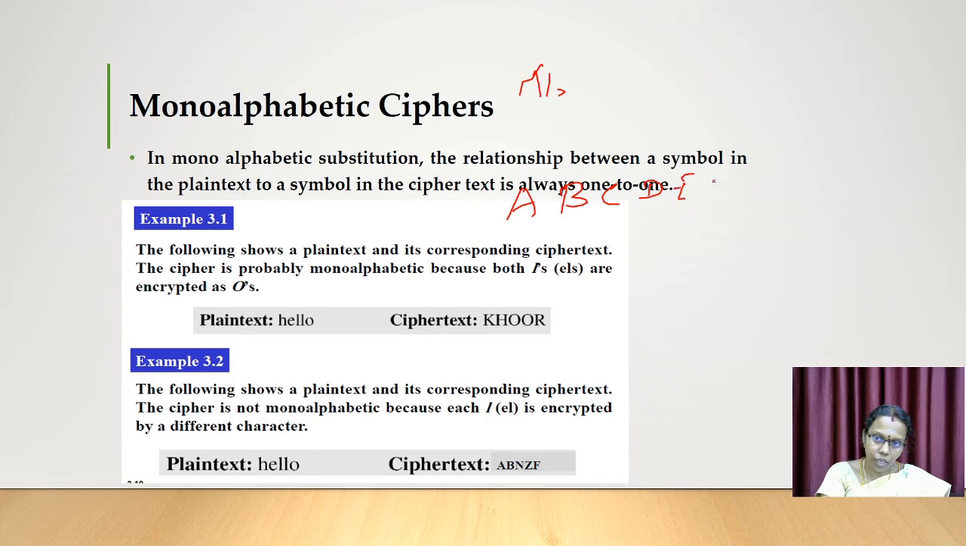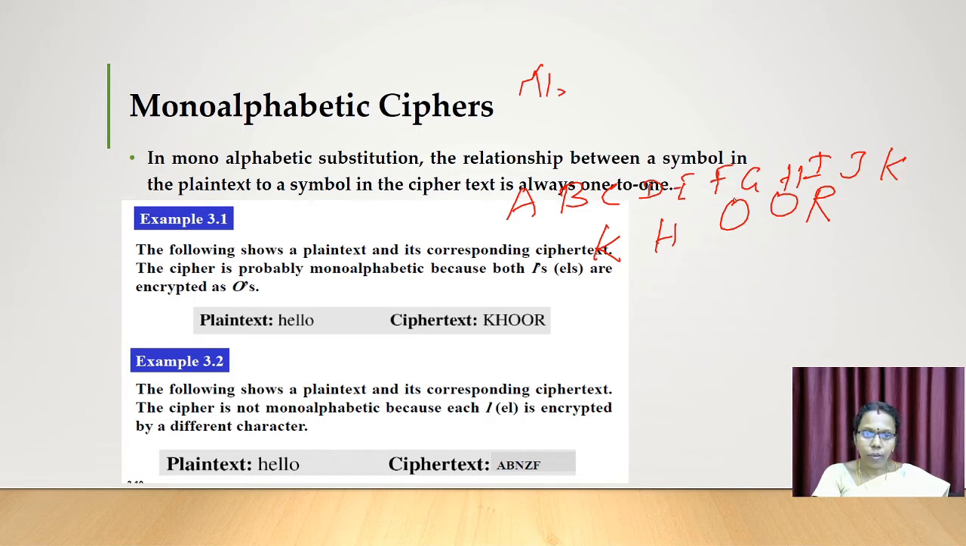Taking the letters A, B, C, D, E, F, G, H, I, J, K, we convert the letter H, mapped into the letter K. Similarly, E is mapped two letters apart, to H. Similarly, L is mapped into O. Here in monoalphabetic substitution, the correspondence between the plain text and ciphertext is one-to-one, so L is mapped again into O, and then O is mapped into R. In non-monoalphabetic substitutions, we cannot follow the same principle.